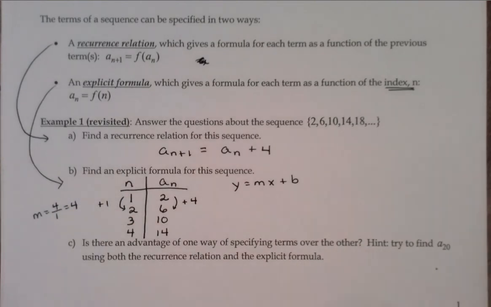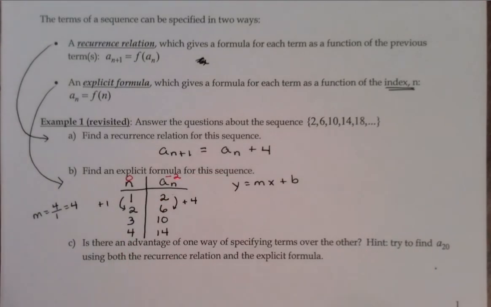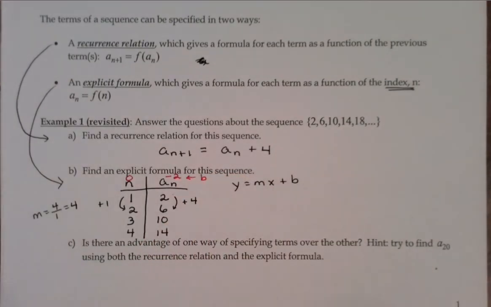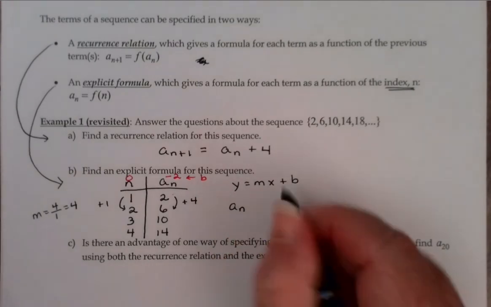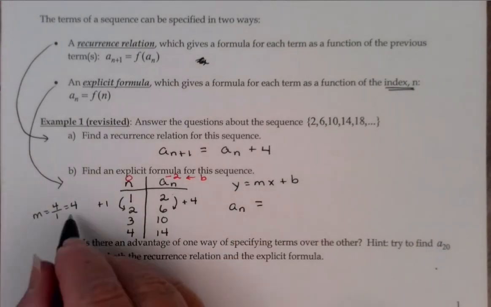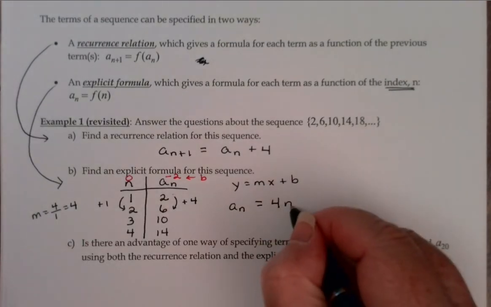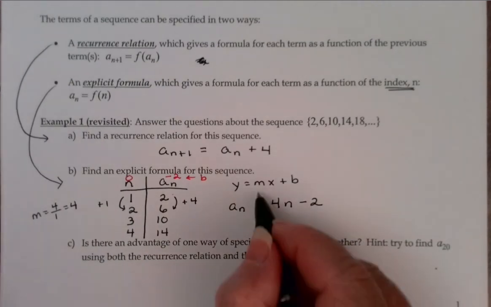And I could kind of predict backwards. If I'd had an n of 0, I would have had to have subtracted 4, so that would be a minus 2. That would be the b value. So my function, instead of y, we have a sub n, is going to be the slope 4, and instead of x, we have n, plus the b value, negative 2.